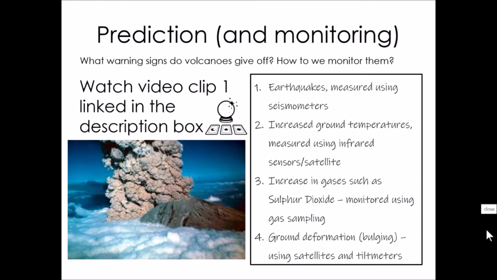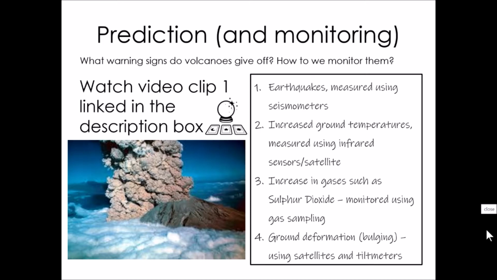And then we've also got ground deformation, which is the bulging of the ground just before that magma makes its way through the surface. So magma will tend to pool in an area as it starts to build up pressure that will then eventually enable it to break through the flank or the side of the volcano. So as you saw in that video, Mount St.